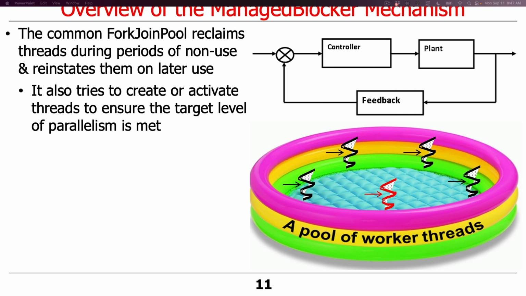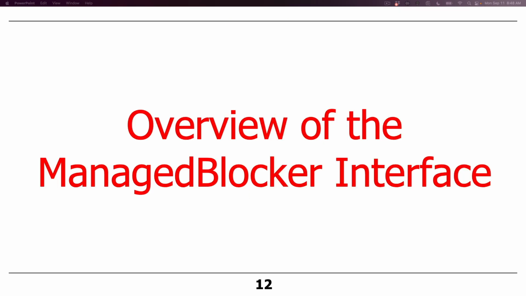What it tries to do is create or activate threads to ensure that the target level of parallelism is met. So it's basically a control loop, like a controller, where you're trying to make sure that you have the right number of threads available at any given time, up to some limit. There's actually a limit on this, but it's a fairly large limit.